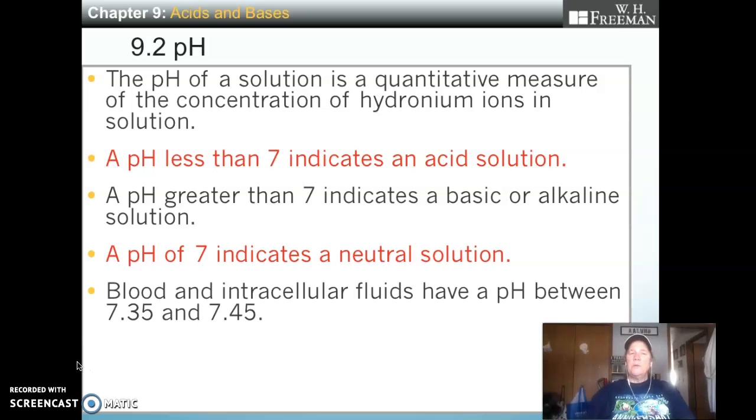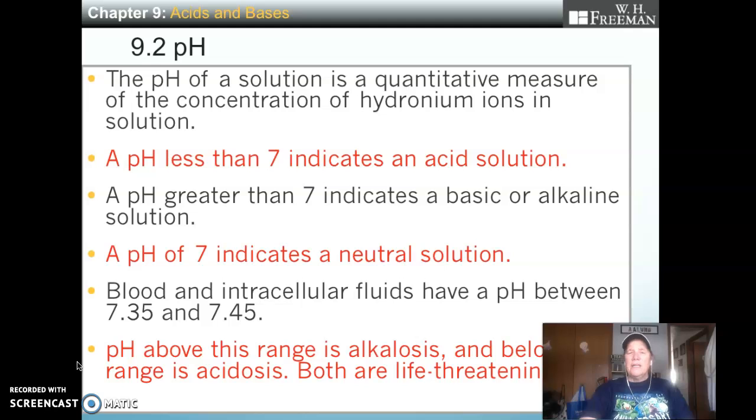Your blood and your intercellular fluids, in other words like your lymph and stuff like that, have a pH between 7.35 and 7.45. So we're a little bit basic. If you ever watch shows where they wipe up the blood and put the little stuff on it and it turns pink, they're actually using an indicator that turns pink in the presence of a base because our blood is basic. If you have a pH above this range, let's say your blood pH is 7.7, you could be in what they call alkalosis. And if you're below, in the 6 point something range, you have acidosis.